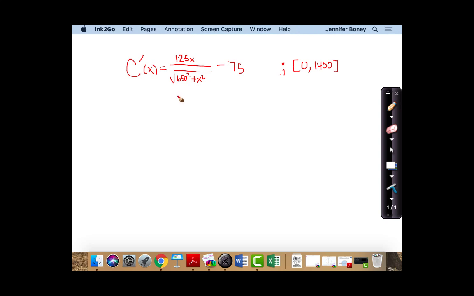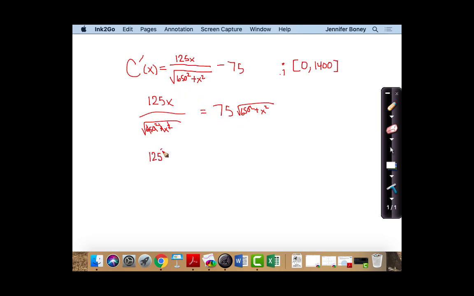So the only critical value I could have is a place where this is 0. Just quick algebra here. 125x over the square root minus 75 equals 0 is the same as 125x over the square root equals 75. Multiply across your denominator, so it's out of the way, and that's a 650 squared. At this point, we've got x on both sides, but we needed to get it out of the denominator. So this is when you get to square both sides.